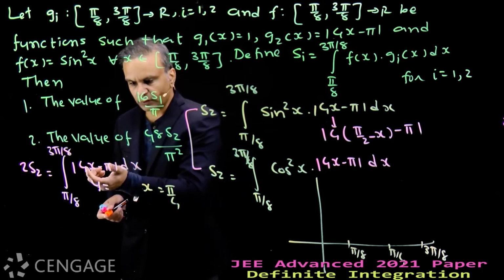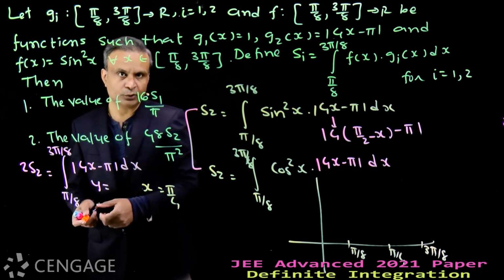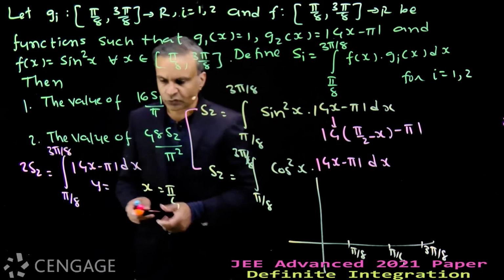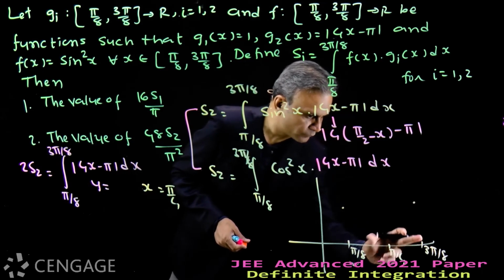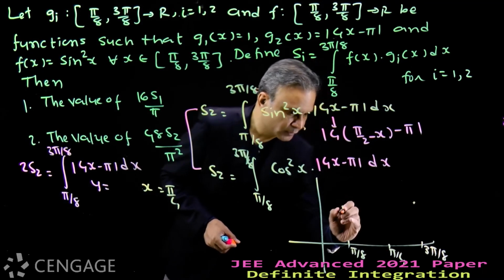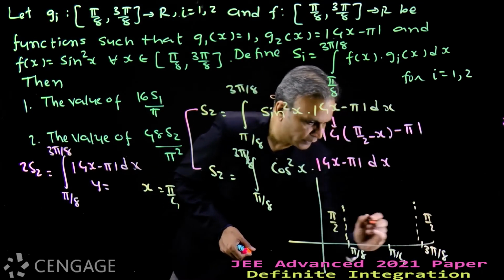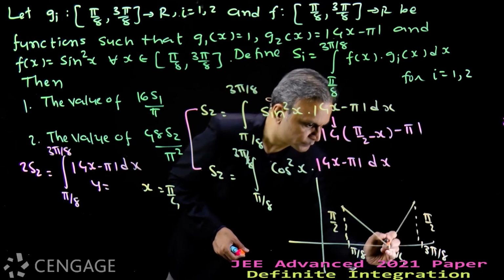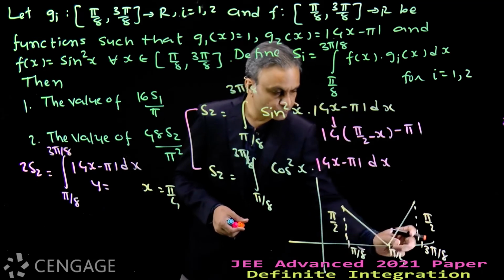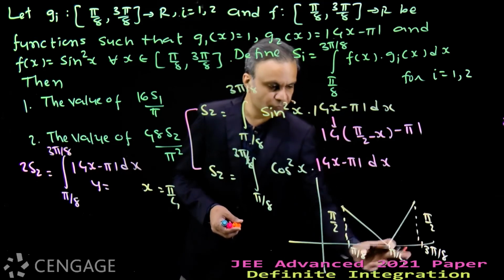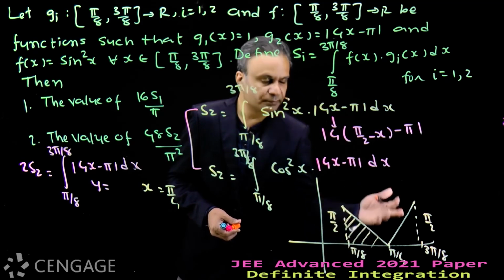At pi by 8 the value will be pi by 2. Put x equal to pi by 8, we get y equal to pi by 2, and at x equal to 3 pi by 8 also the value of y will be pi by 2. So at these two values of x the height will be the same, pi by 2, and the graph of the function will be like this. Now these two triangles are congruent, these two heights are the same, these two widths are also the same, because this is the mean of these two values. So we find the area of this triangle and multiply it by 2.